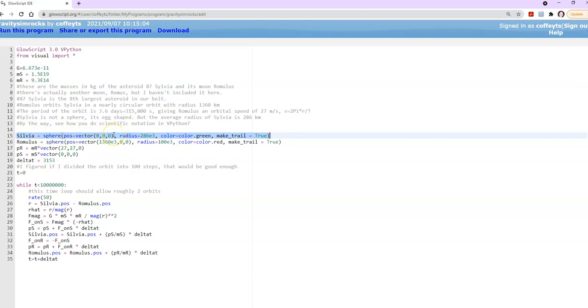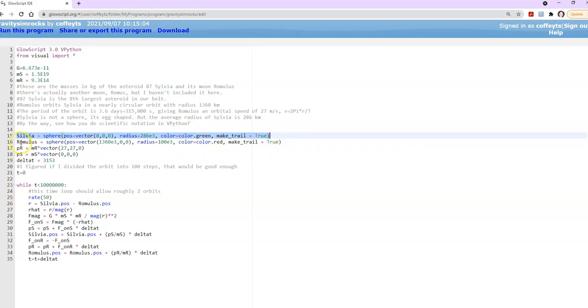Remember, that defines the position vector for your object, which in this case is a sphere. Now, the radius of Sylvia is known as 286 kilometers, so I made the radius of my sphere 286e3, for 286 times 10 to the third meters. All right, I like to keep my units SI within my VPython code when I can. It just makes interpreting the code later a little easier. I made Sylvia green, and I turned on make_trail so that you can see the path of Sylvia through space.